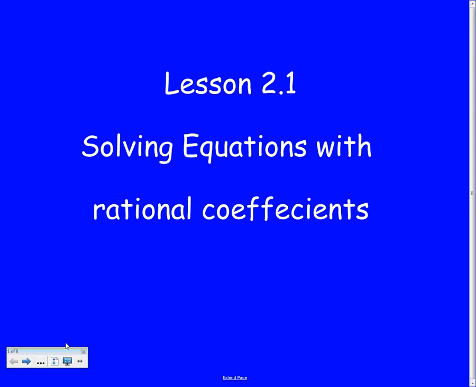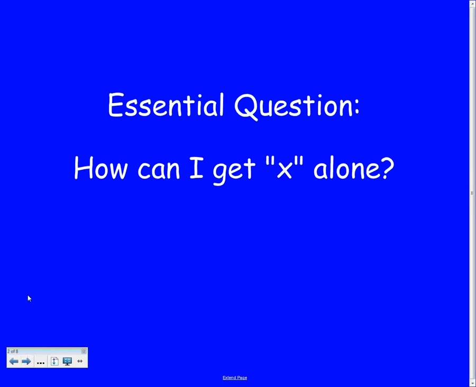This is going to be in your textbooks, Chapter 2, Lesson 1. Okay? And this is about solving equations with rational coefficients. Our essential question that we would like to answer by the end of this lesson is, how can I get x alone? And basically, when you think of an equation, there's a variable in it. Sometimes it's not x. Sometimes that might be another letter. But basically, we always want to get this variable alone.